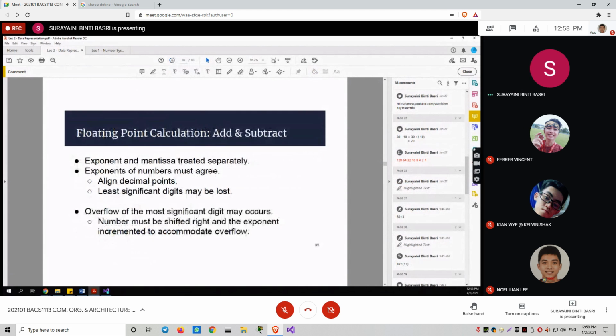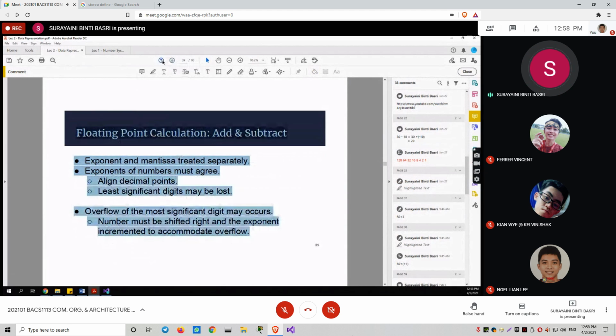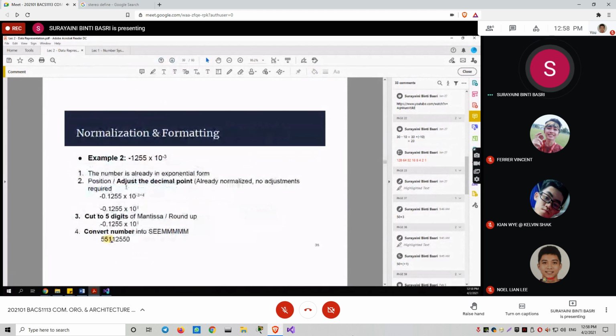Okay, so we will continue this in our next lecture. We only go as far as normalizing or formatting the exponential number to this format. Remember, this is still not in binary format, because we are now only talking about the normal base 10 number. So this is how a normal base 10 number in exponential form is stored in the computer, but later we will convert this into binary.